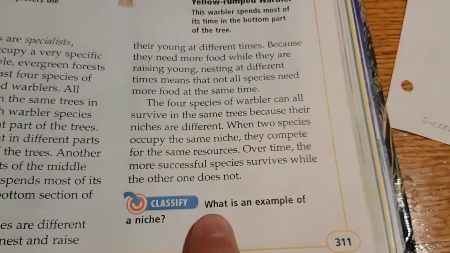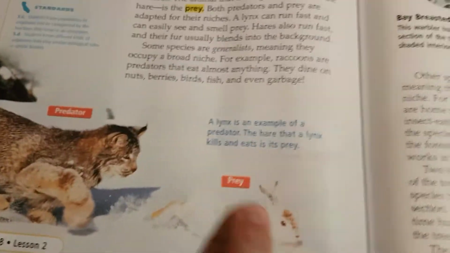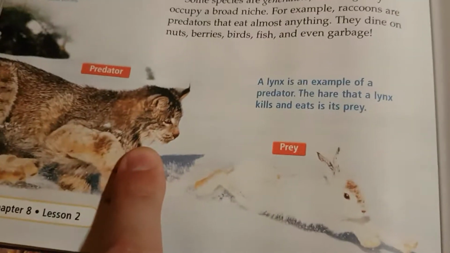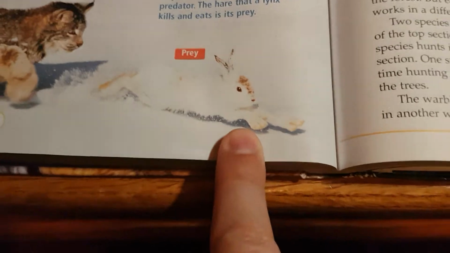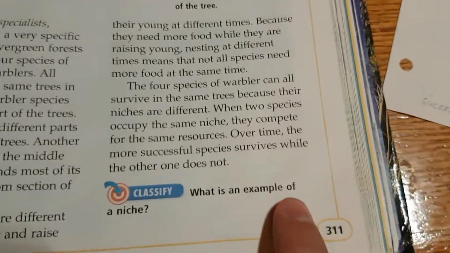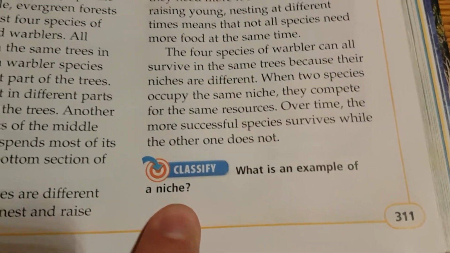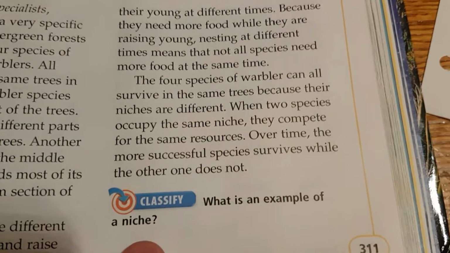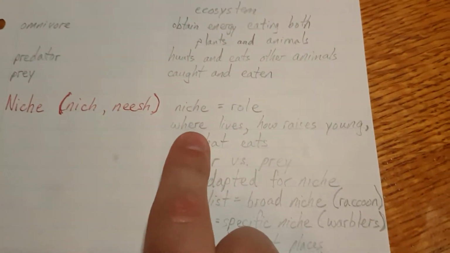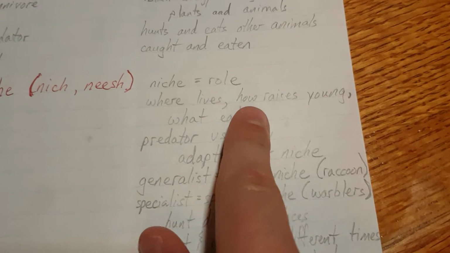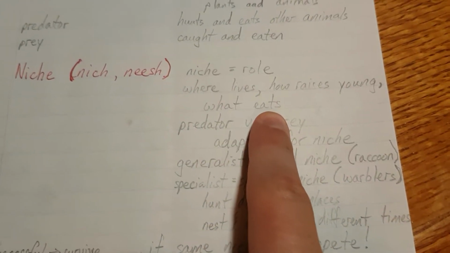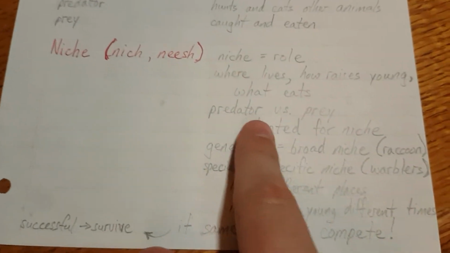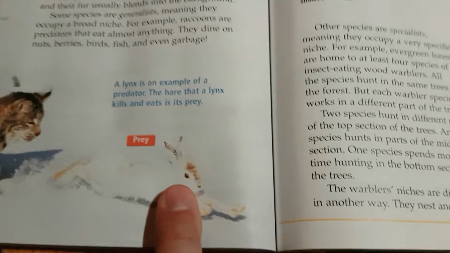Okay. Let's see. Over here, predator and prey. A lynx is an example of a predator. The hare that a lynx kills and eats is its prey. What is an example of a niche? An example of a niche is where a creature lives, how it raises its young, and what it eats or what eats it. Examples include predator versus prey situations. Which species is a predator and which species is a prey?